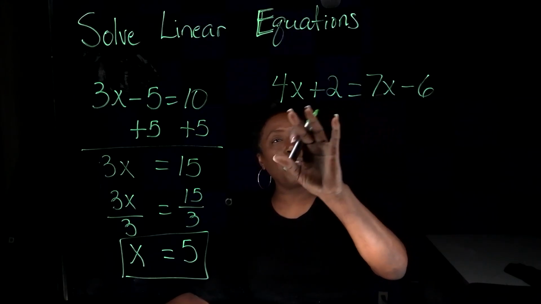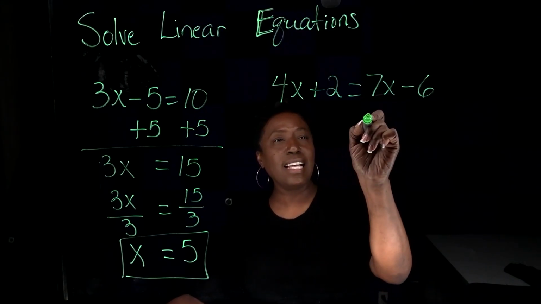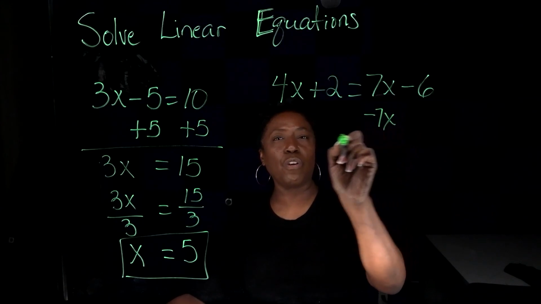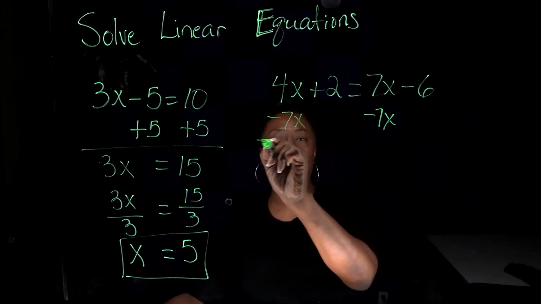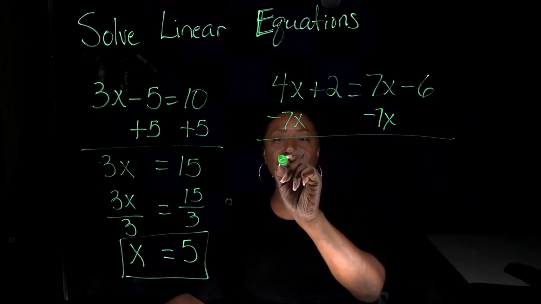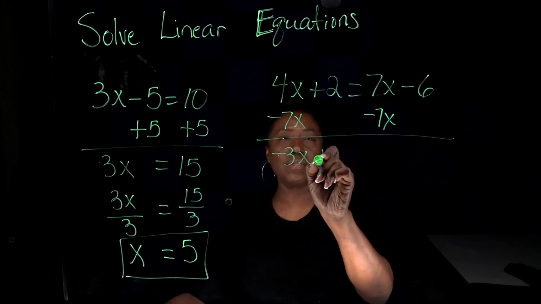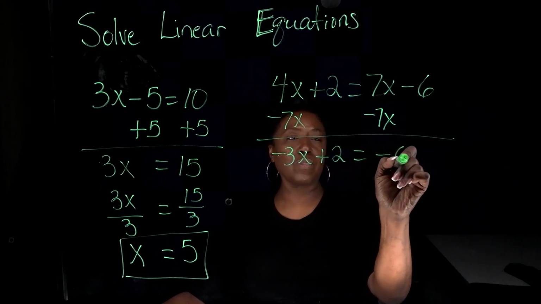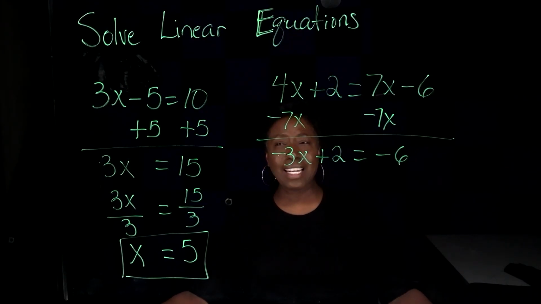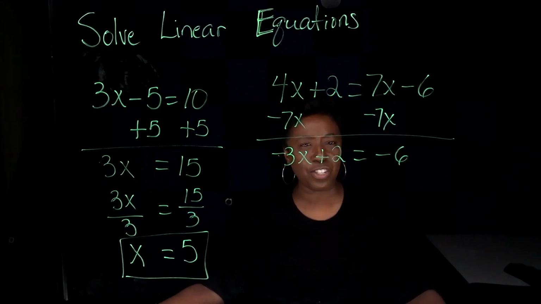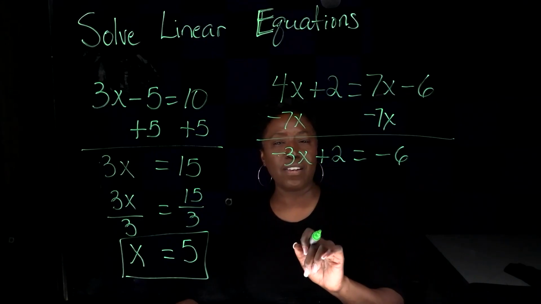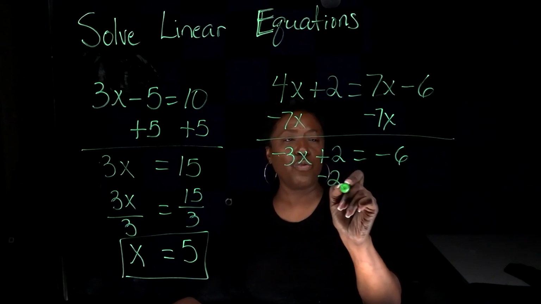So, to isolate our variables, we want them all on one side. Let's subtract 7x from both sides. 4x minus 7x is a negative 3x. Now, we're back at an equation that looks like the one we just finished. So let's now isolate our negative 3x by subtracting our 2 from both sides.